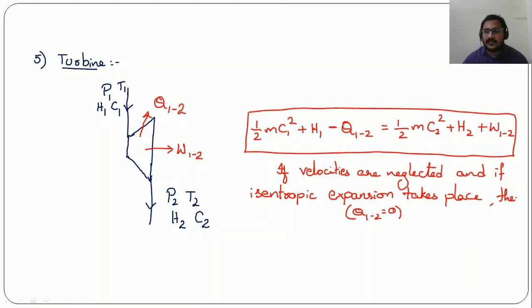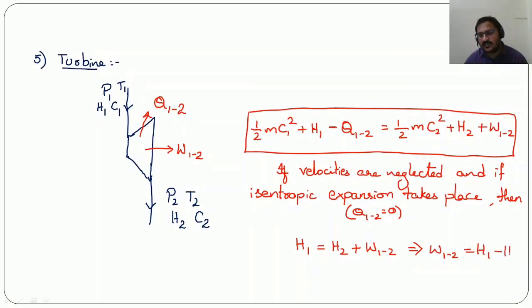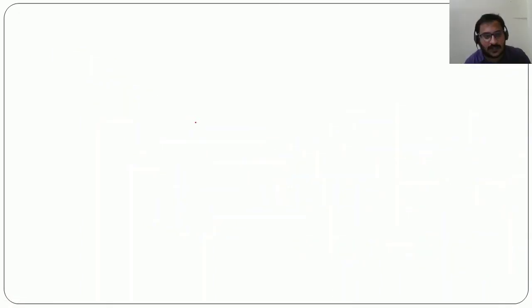Then this same equation can be written like this: h1 is equal to h2 plus work done. So from this, the amount of work output that we are going to get will be h1 minus h2. So this is what we are going to get from the turbine. Now let us go for the next component. The next component that we are going to see here is a pump.